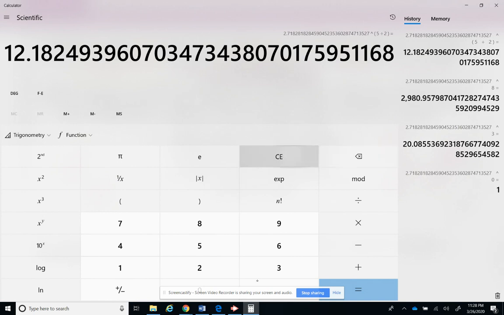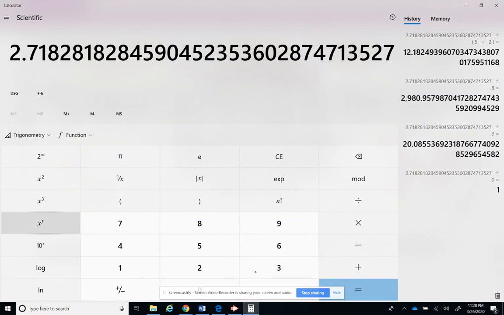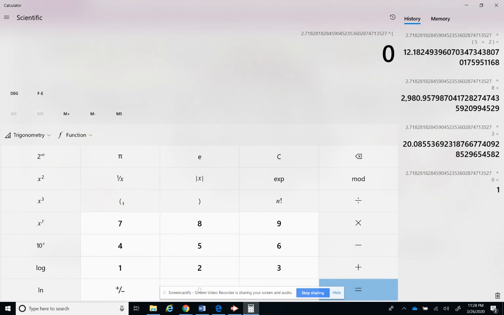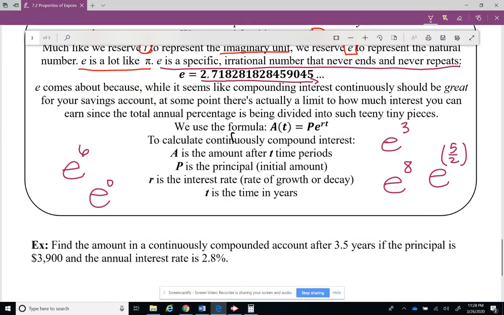Let me show you that again. Okay, we're going to do E. We're going to do the button X to the Y. We're going to do parentheses. 5 divided by 2. Close your parentheses. Press the equals button. It's approximately 12.